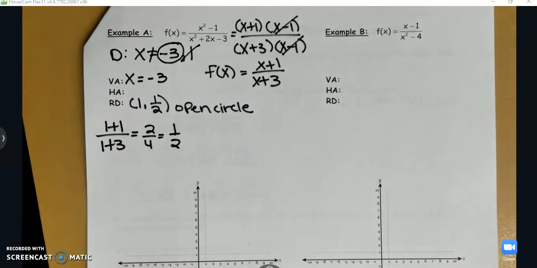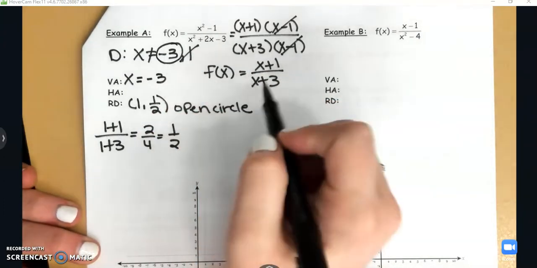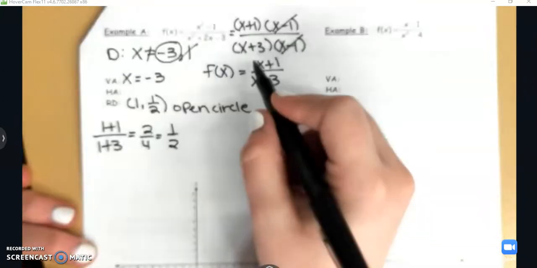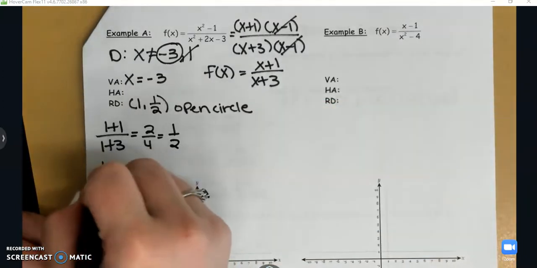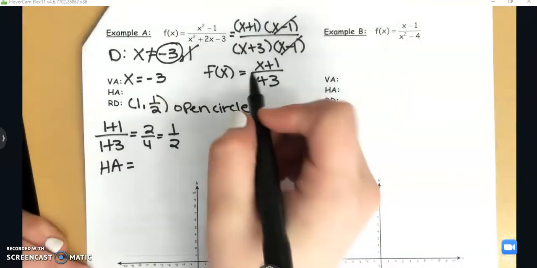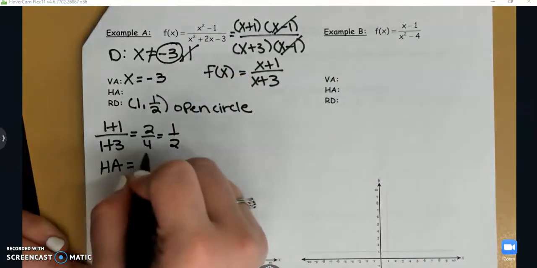Now we're ready to move on to our horizontal asymptote, which means we're going to look at our Bobo Botten rules. So you can look at the simplified or the original function. Either way, the degree is the same, 2 and 2 or 1 and 1. So our horizontal asymptote is going to be dividing the leading coefficients. So the leading coefficient here is 1 and 1, or the same thing, 1 and 1.